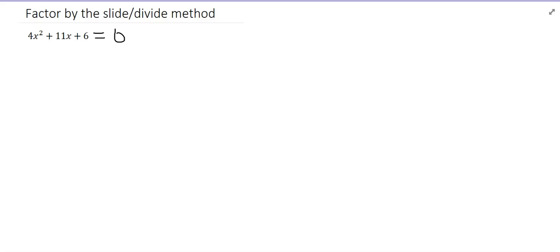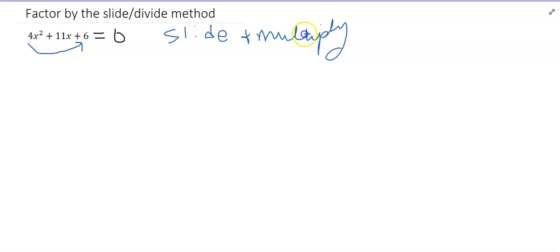So the slide divide method says let's get this 4 to interact a different way. We slide and multiply the two numbers. So slide and multiply. That gives me x squared, because we're sliding it over, plus 11x plus 24 equals 0.